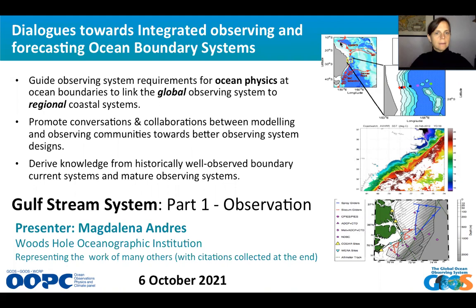A good place to start this conversation is with an assessment of what we already know about spatial and temporal scales of variability in the Gulf Stream system. While I'm serving as the presenter today, this assessment rests on the work of many, many others. Citations and references are collected at the end of this talk on a final slide.